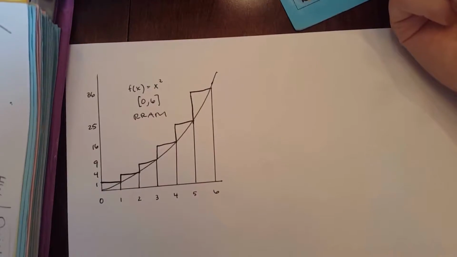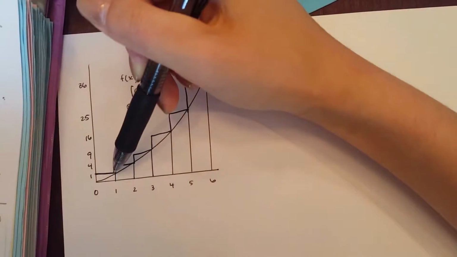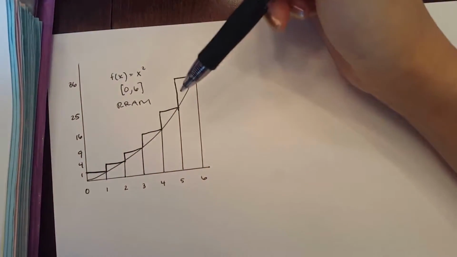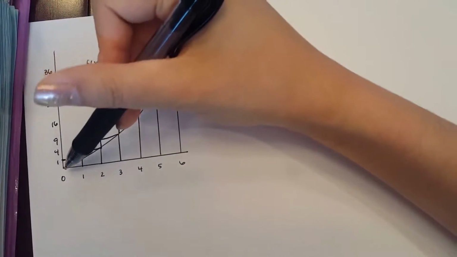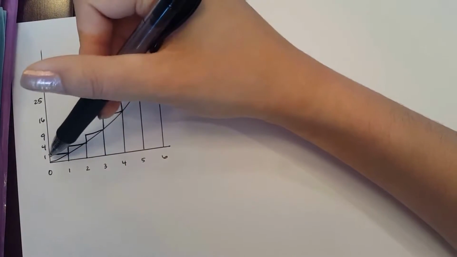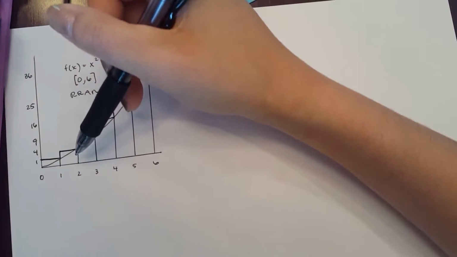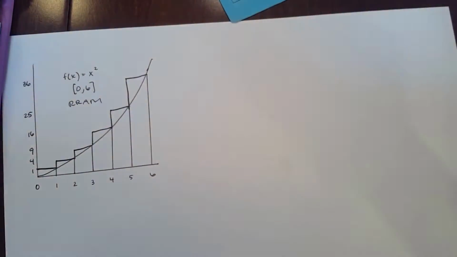Approximating from the right endpoint is very similar to the left. However, we will start from the right endpoint of the rectangle. And for example, we will be approximating the area underneath the graph of x squared. So from here you can see the right endpoint is above f of 1, which is 1, f of 2, which is 4, f of 3 is 9, and so on and so forth.